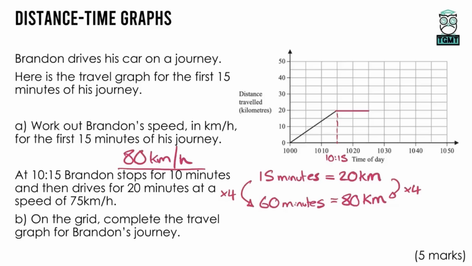Now, it doesn't say that he drives home. It says he continues driving. So our distance time graph is going to keep going upwards. Or in other words, it's going to sort of keep going up to here somewhere. We just need to figure out exactly where it's going to go. So 20 minutes at a speed of 75 kilometres per hour.